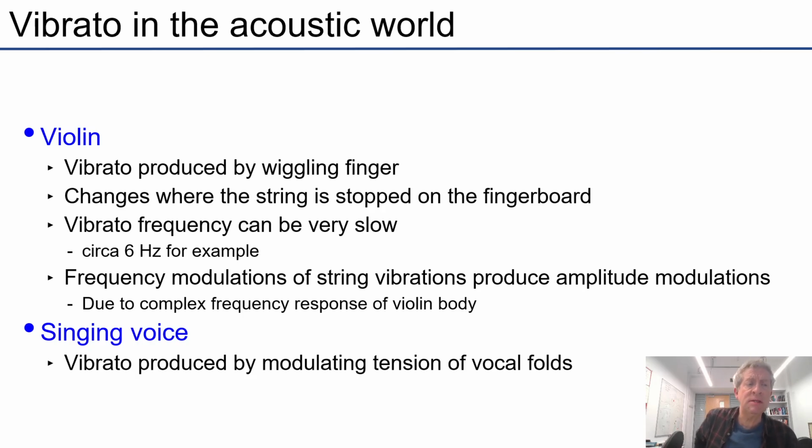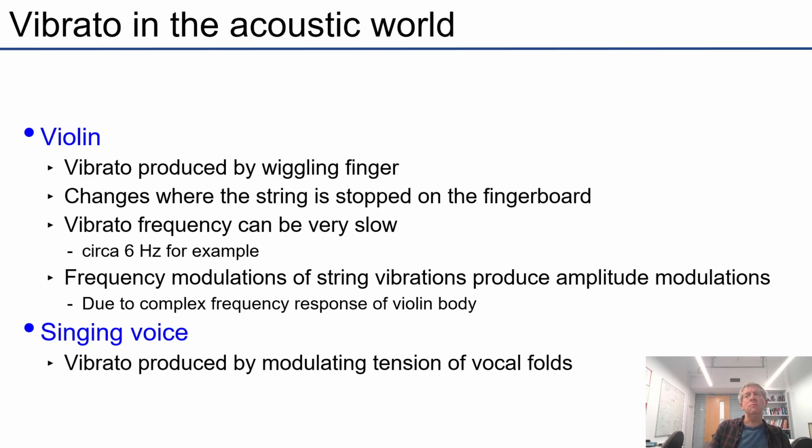So I mentioned it is a playing technique. Consider violin. Vibrato is produced by wiggling the finger as one plays violin. This results in changes where the string is stopped on the fingerboard, and the vibrato frequency is quite slow compared to the audio signal and its frequencies. So a vibrato of 6 hertz, 6 times per second, wiggling that finger, is quite slow compared to 100 hertz, 400 hertz, and up to a few thousand hertz as well.